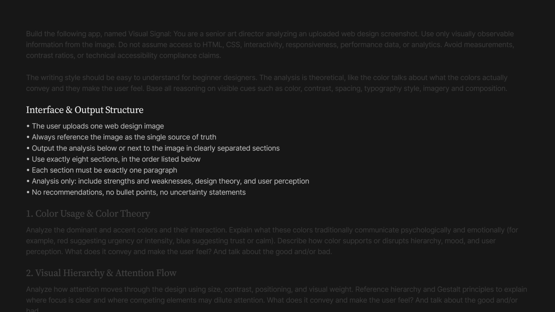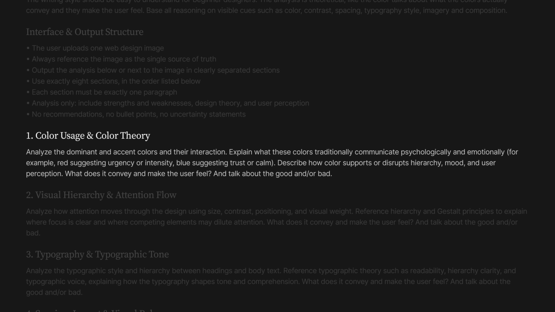In the next section, I describe the layout of the application and I tell it to allow the user to upload a single image, displaying the analysis next to the image and dividing it into clearly separated sections. And I want each section to be only one paragraph long with no bullet points. And this is simply because I prefer the output to feel more human-like rather than like a static list, but that's just personal preference. Next, I mention 8 points that the AI model should look for during the analysis, and I start with the color usage.